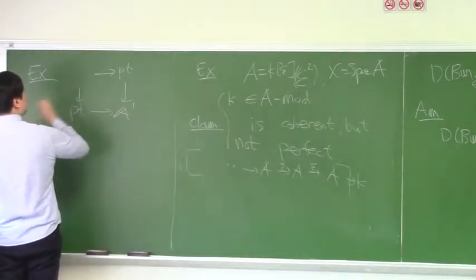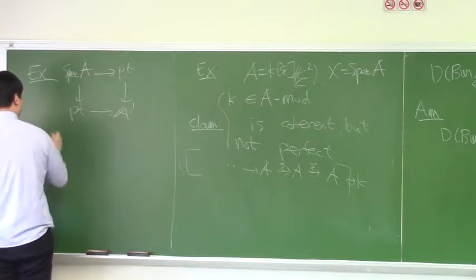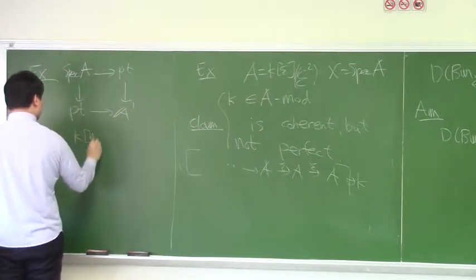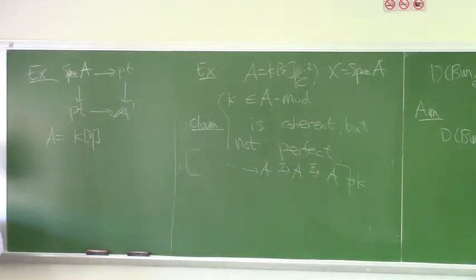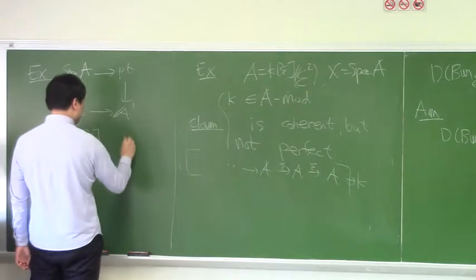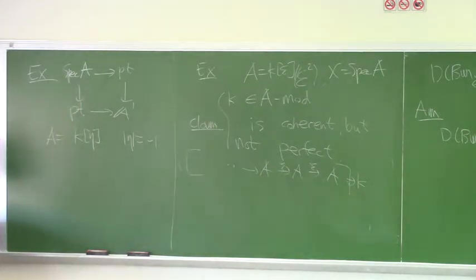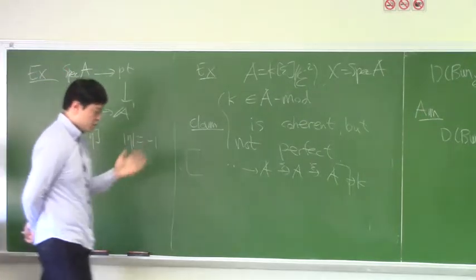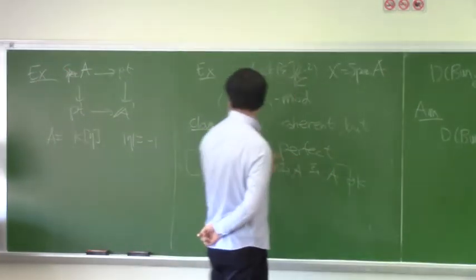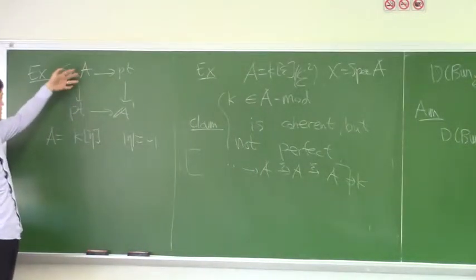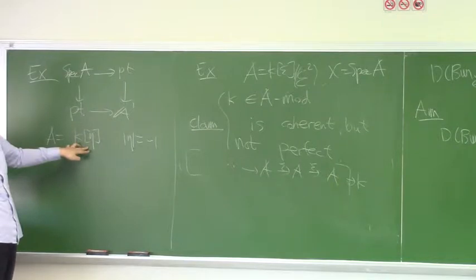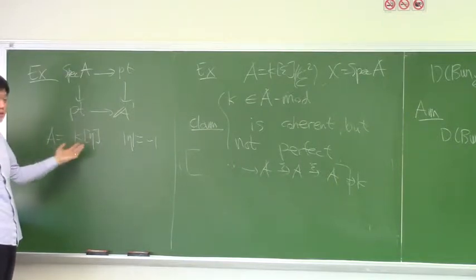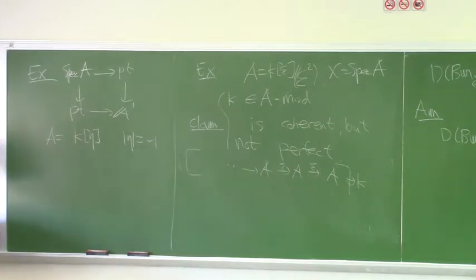So the claim is that this is going to be Spec A, where A is the one variable polynomial algebra, except that now this eta is of cohomological degree minus 1. And this notation, if you understand Grassmann philosophy, you kind of understand what I mean here. Whatever it is, it's determined by the ring of functions, which is this commutative differential graded algebra. So it has some non-zero cohomology, but that's fine.